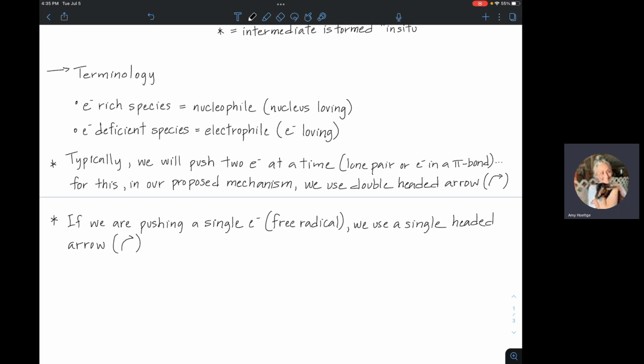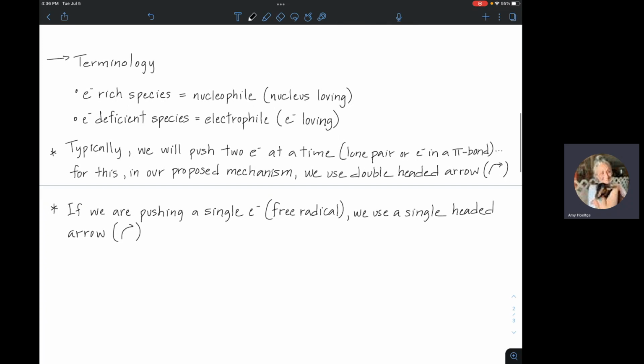So we will probably do a couple of reactions where we're pushing radicals around, and I'll show you those mechanisms just so you can get an idea about how we think something might happen when that occurs. But for the most part in this class, everything is going to be two electron pushing, right? So two electrons at a time, those curved double-headed arrows.